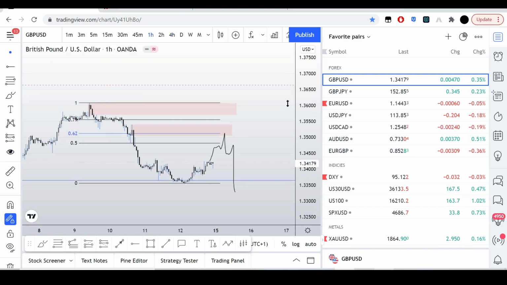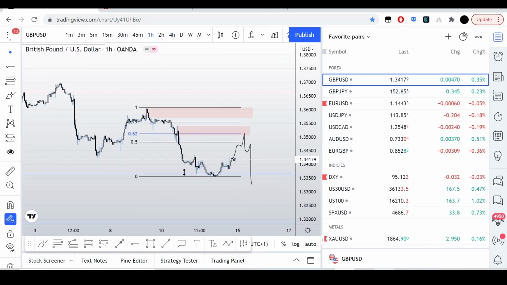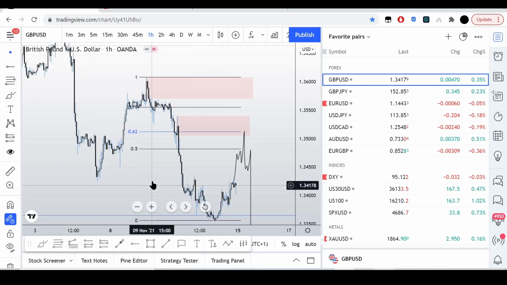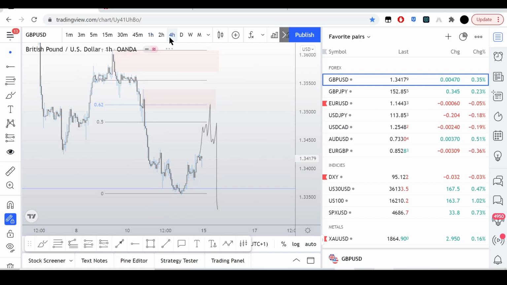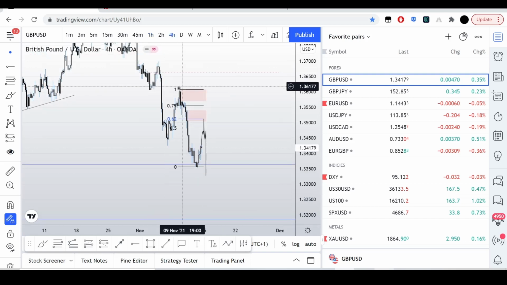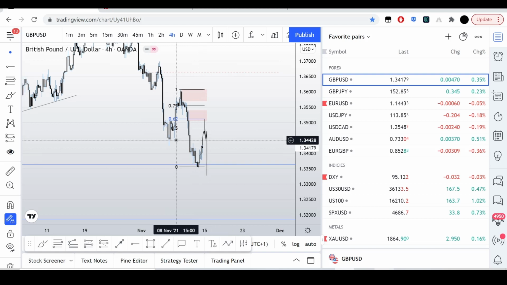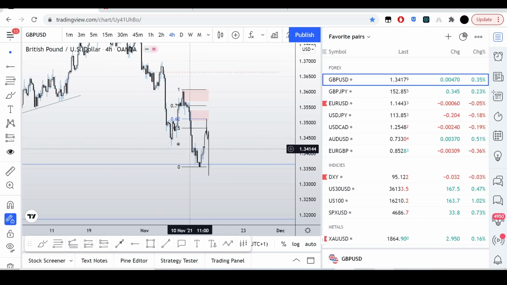So basically, looking at GU, we came from a discount array on the higher time frame, and we're pushing up now. Looking at the 4 hour and 1 hour, you can see how we have this swing high to swing low, and now we're coming up into a premium. Well, I don't know if we're going to completely come up there, but that's what I'm looking for.